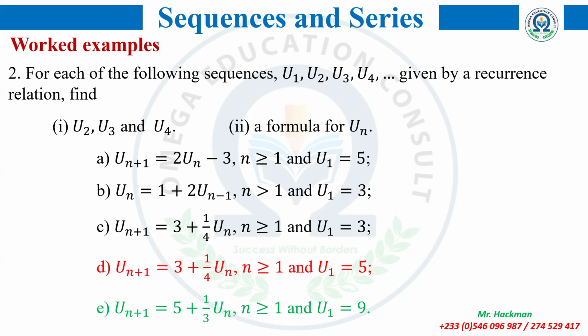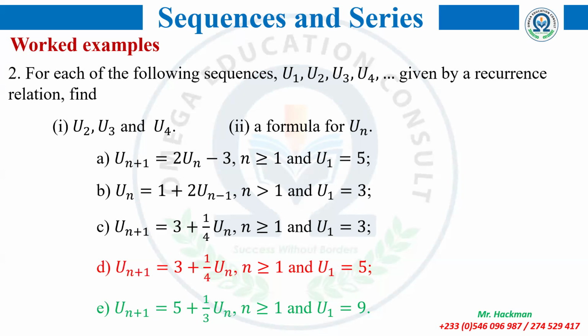Let's go and look at the first one. For each of the following sequences U sub 1, U sub 2, U sub 3, U sub 4, given by a recurrence relation, find (i) U sub 2, U sub 3, U sub 4, and (ii) a formula for U sub n. So we are going to do (a), (i) and (ii), (vi) and (i) afterwards. Is my point well made?